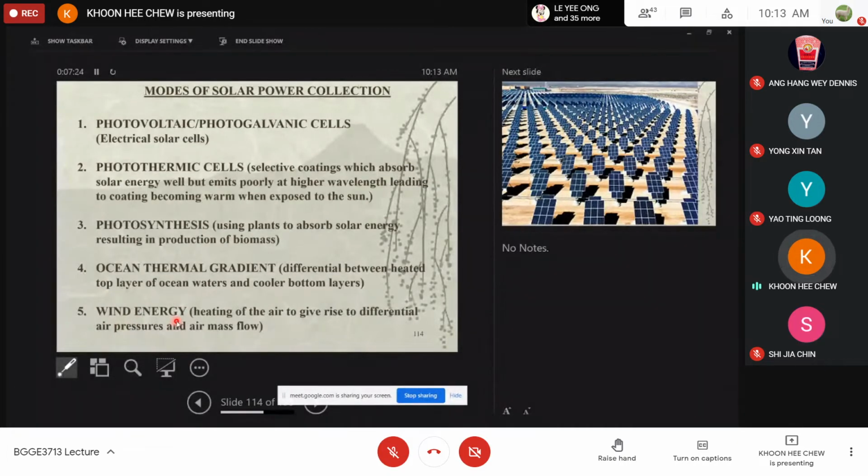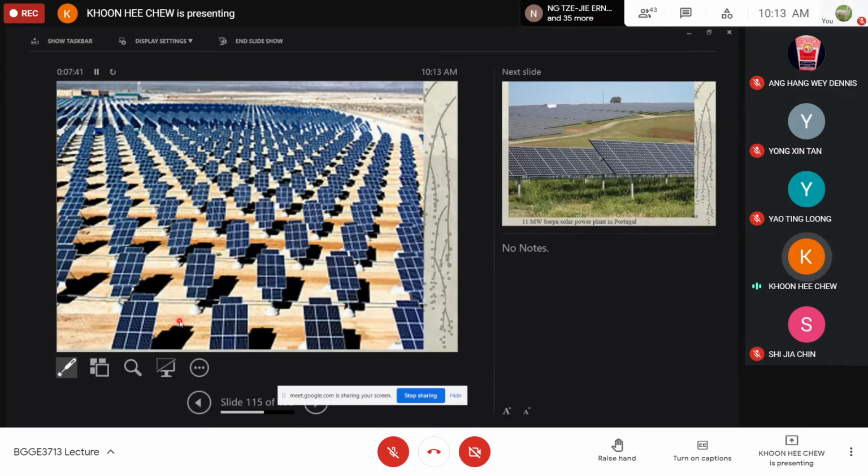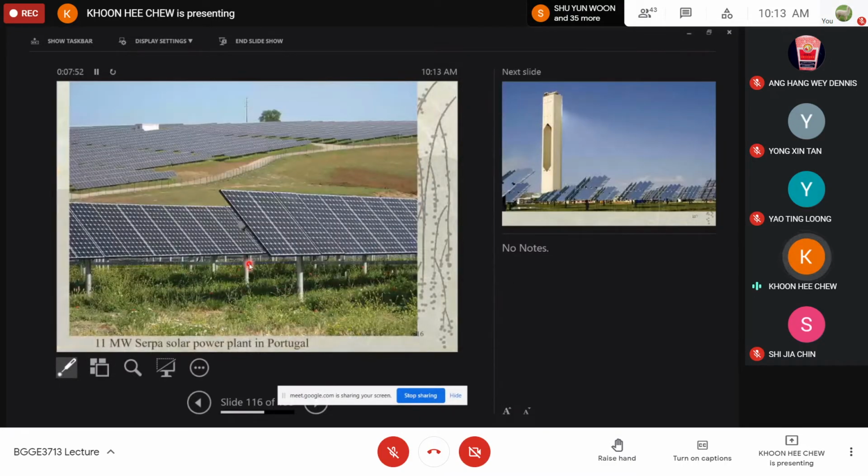For your information, with the current technology, if we want to harness the wind energy, the wind needs to have a certain speed. Previously it was 3 meters per second. Now it is as low as 2 meters per second. At that speed you can harness the wind energy already. So this diagram shows you a piece of solar cell farm, and you can see that it needs a very big area to install all the solar cells. This is another area. You see this part and this part.